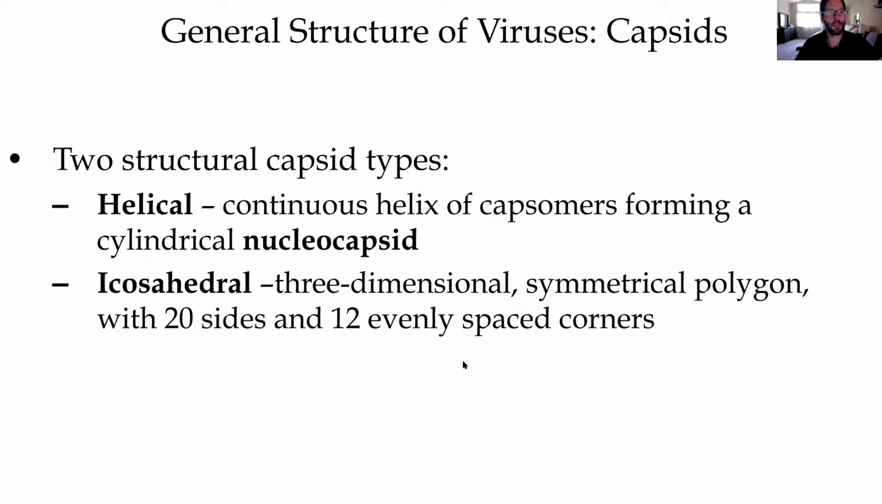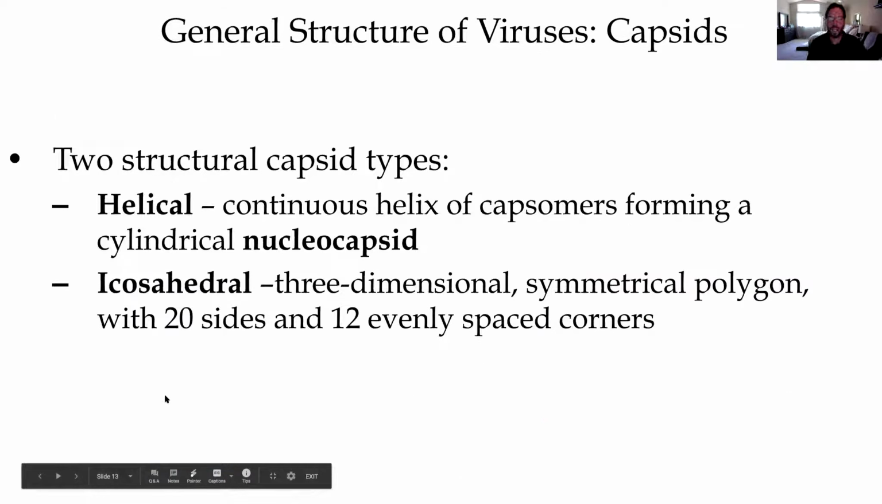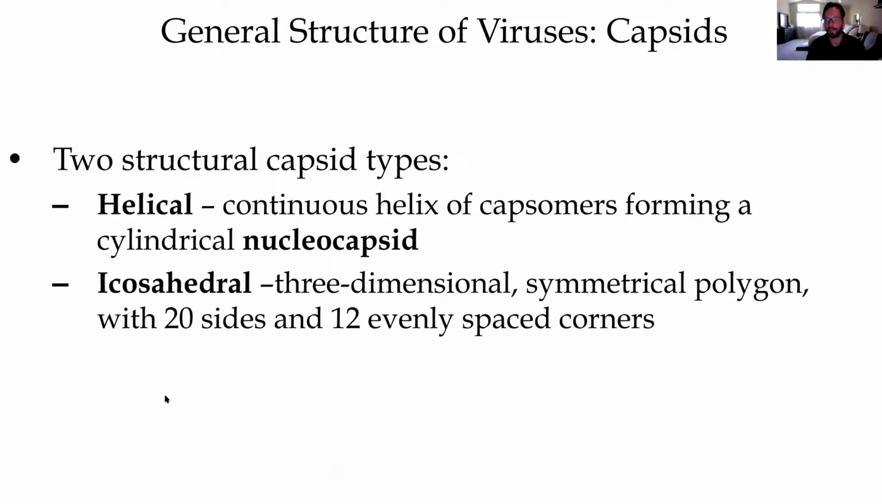Okay. Two different types of capsid structures. Helical, where it just kind of looks like a tube almost, and then icosahedral. That's the three-dimensional polygonal shape that looks more like this geometric thing. This is the icosahedral form. It's going to have 20 different sides and 12 evenly spaced corners.